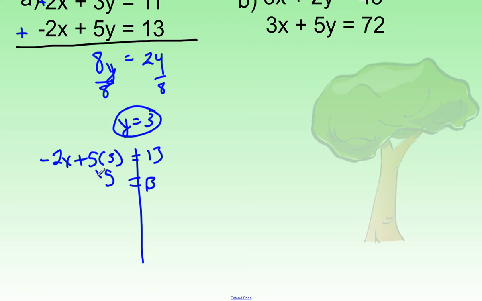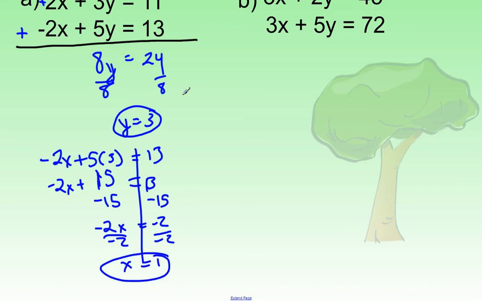That's 13. Subtract 15 on both sides. Negative 2x equals negative 2. Divide by negative 2 on both sides. X equals 1. So I found the point 1, 3.